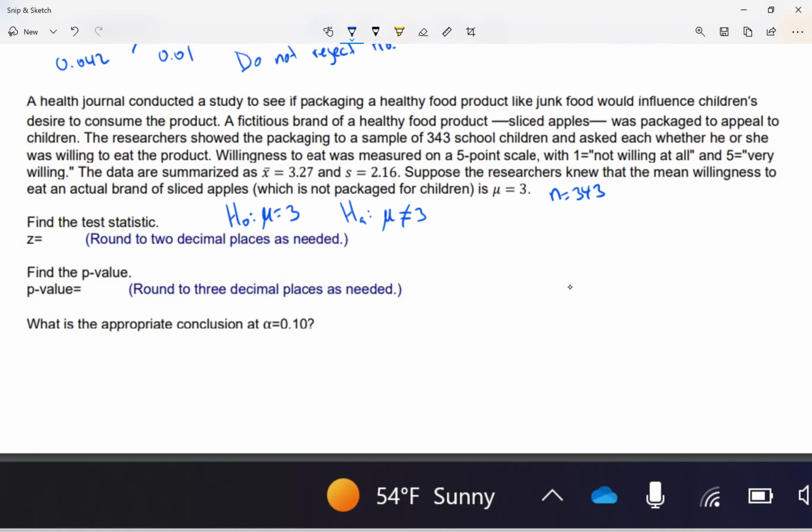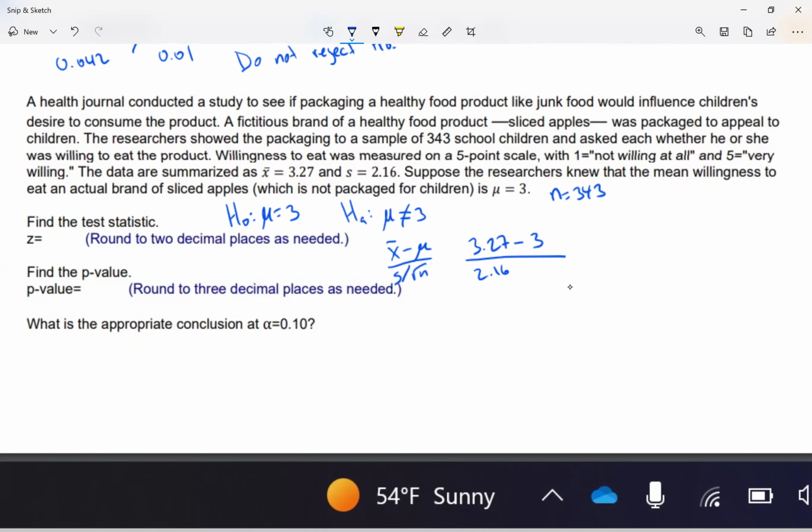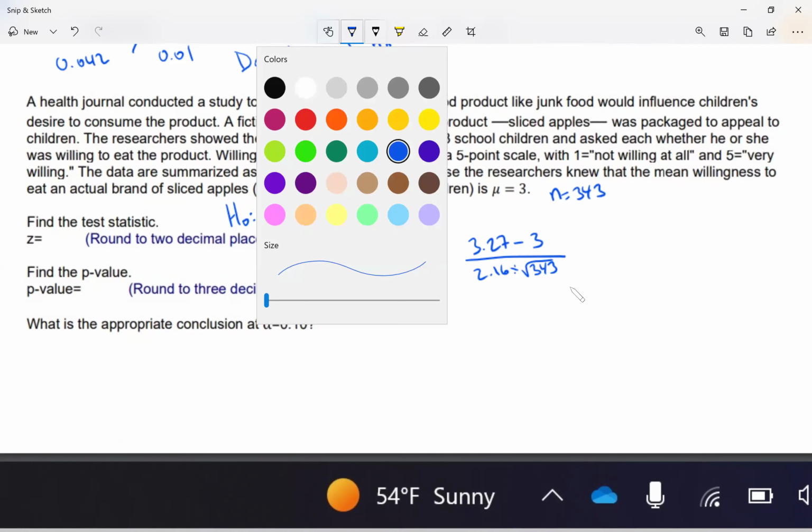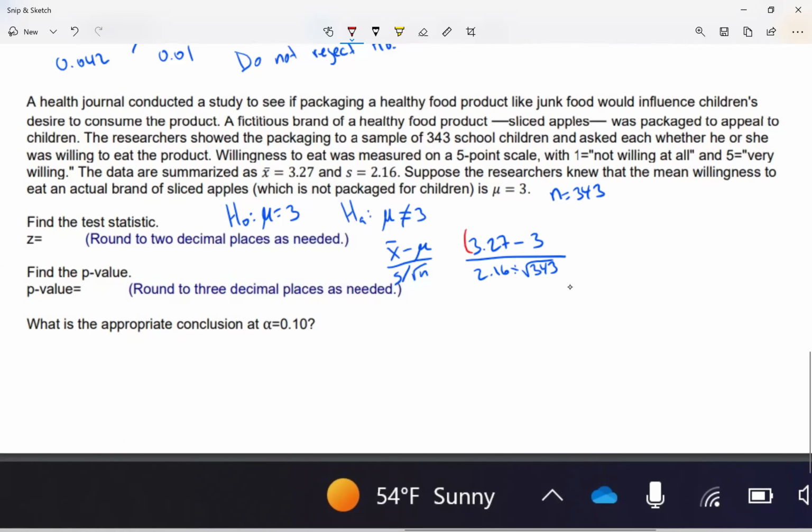In this case, I remember my formula: x bar minus mu, divided by the standard deviation divided by the square root of n. So in this case, I have to go 3.27 minus 3 over 2.16 divided by the square root of 343. Remember how to type this in. Let me put everything in parentheses.